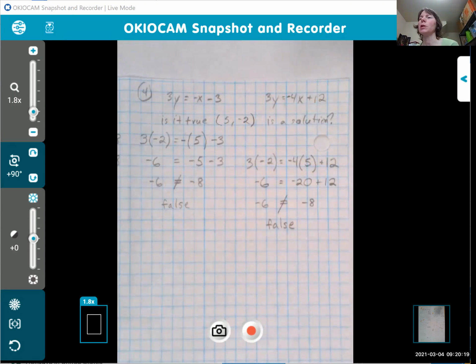So I do have to ask though, great, so now what? I checked my solution, I got a false. What am I supposed to do now? What do you guys think? What should I do at that point? Remember, I'm trying to take a quiz. I'd like to pass it. I just found out that my solution is false. What do I do?